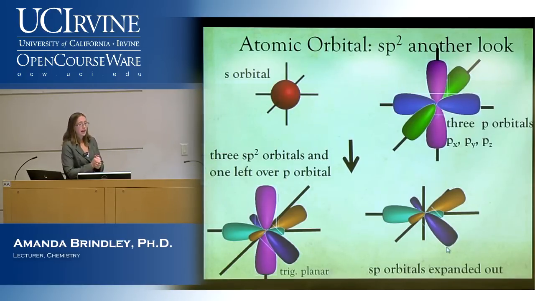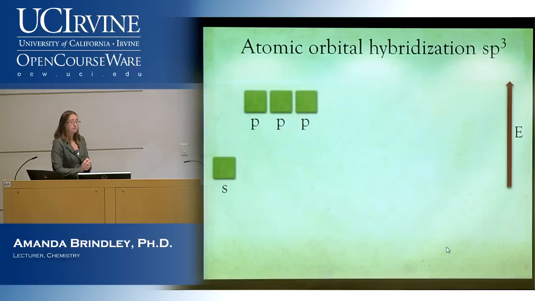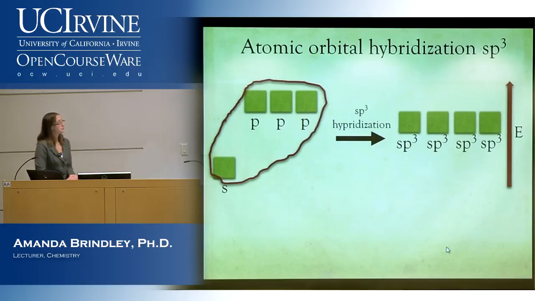Okay, last one for right this second. Okay, now we have sp3 orbitals. So we're going to do the same thing. So if we take our s orbital and all three of our p orbitals, how many p orbitals will we have left over? None. What orbitals will we have? What are the names of them? sp3 orbitals, right? So it's sp3 hybridization and we get sp3 orbitals. How many of them will we have? Good. We get 4 of them.